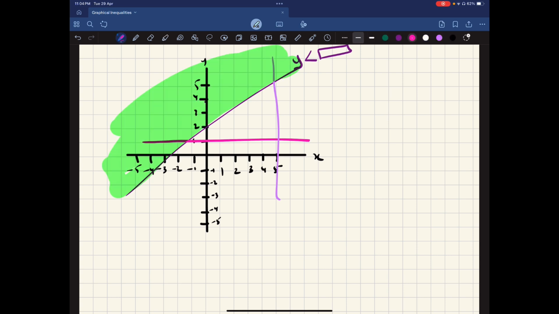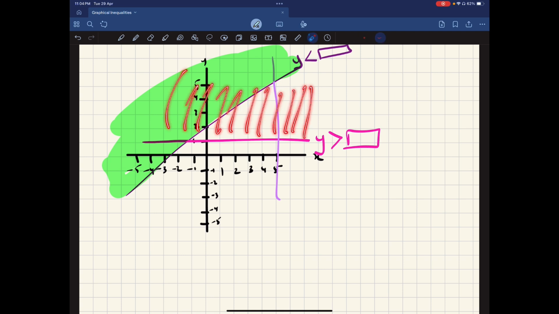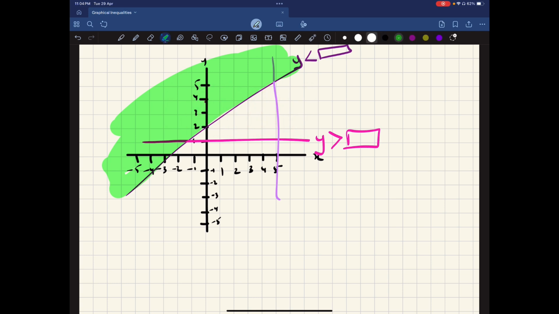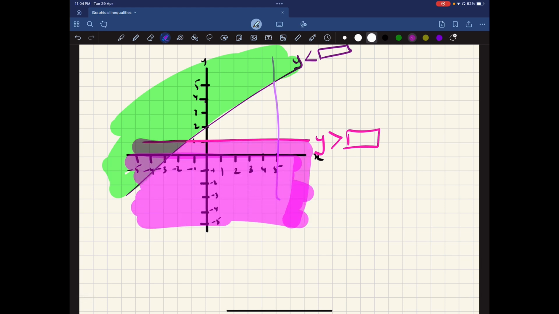Similarly, if this is y is greater than whatever, okay, greater than means the region above the line is wanted. So which region are we going to shade? We're going to shade the region below the line, the unwanted region, the region that we do not want.